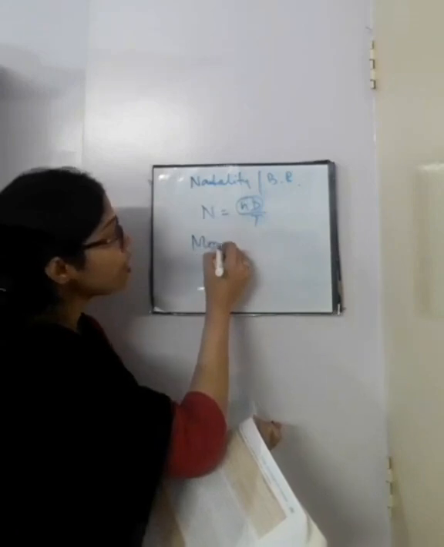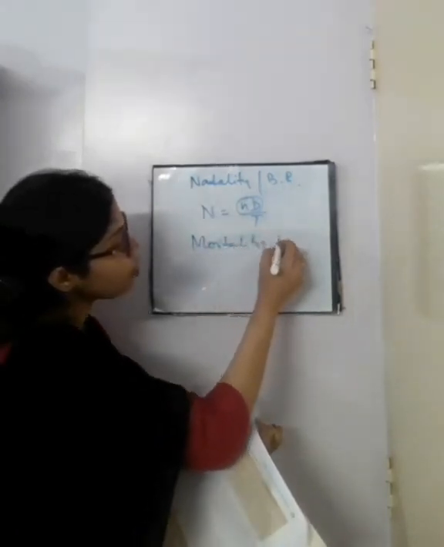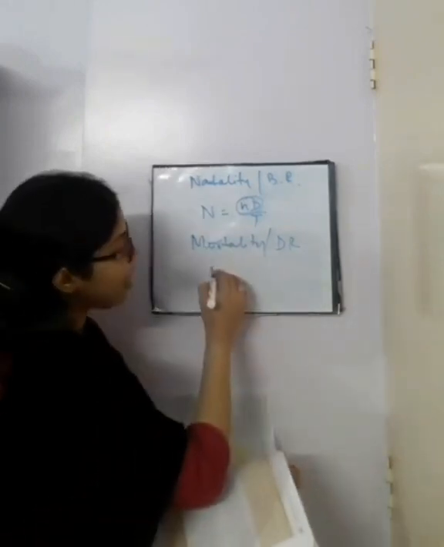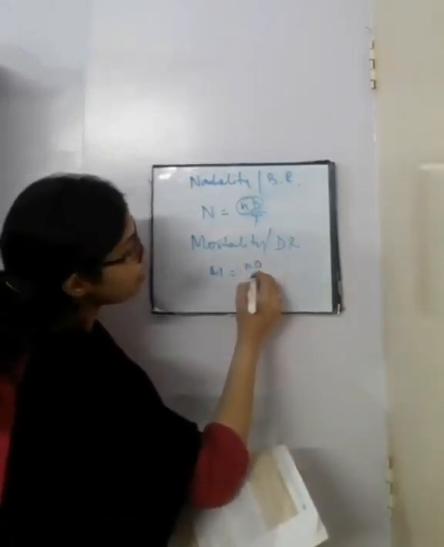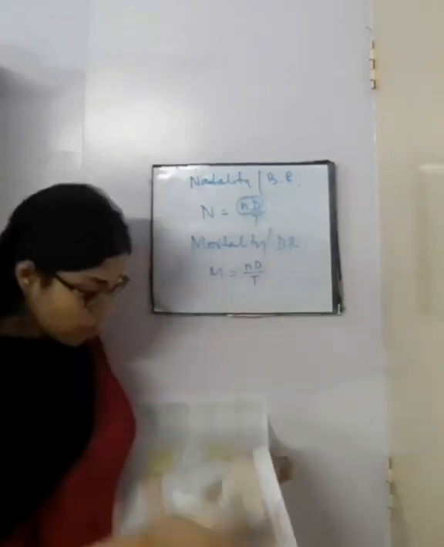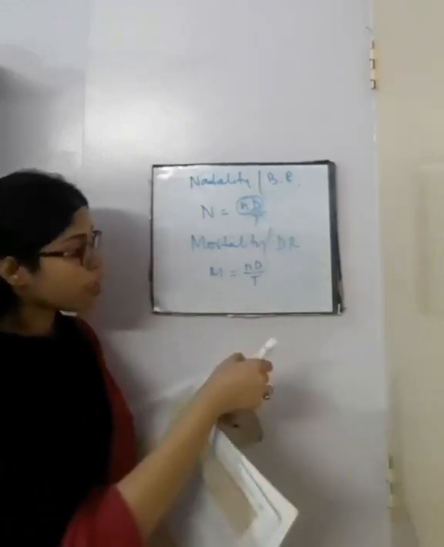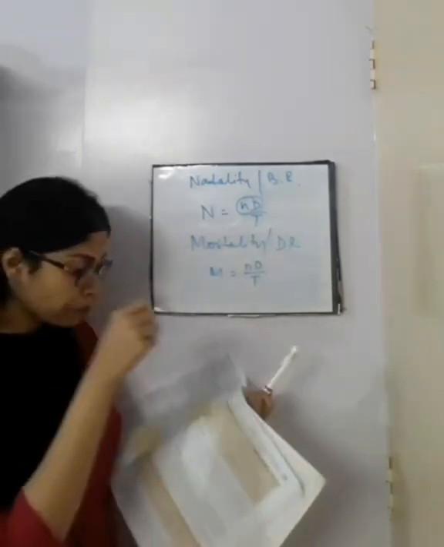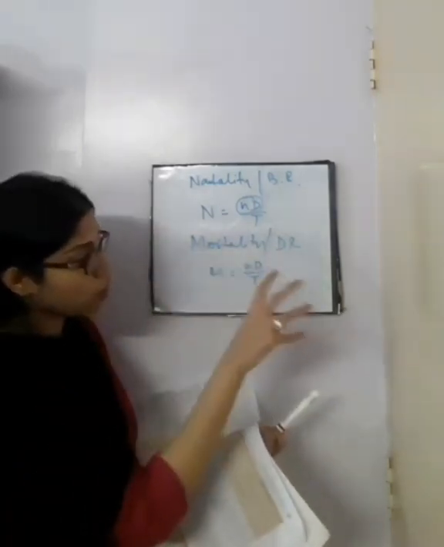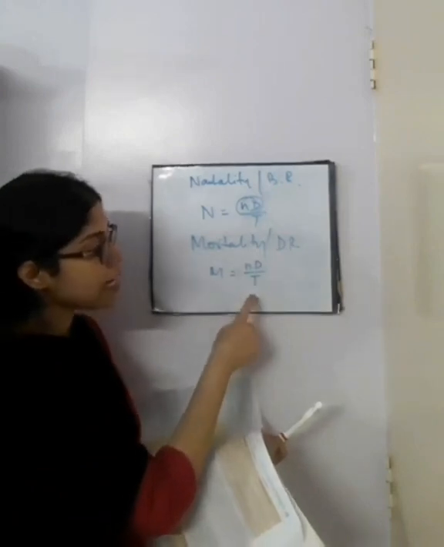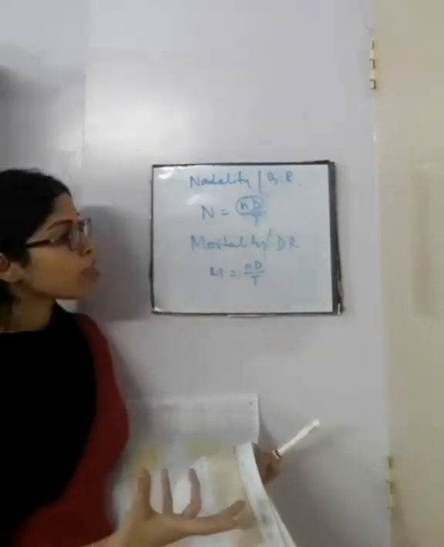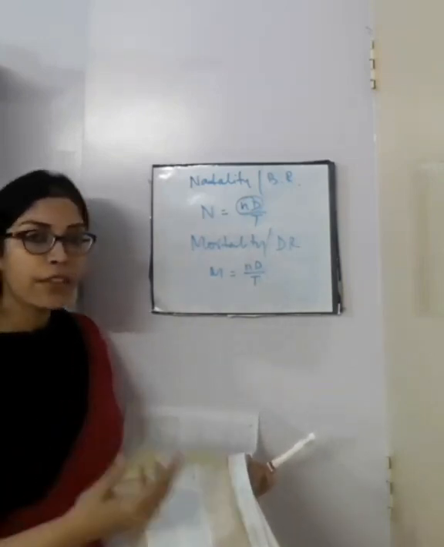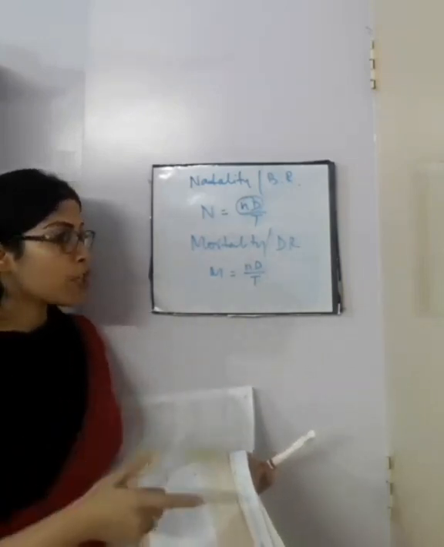Next comes mortality or death rate. Again we can find this out with the formula M equals nd by t, where M is the mortality rate, nd is the number of deaths within a particular amount of time, and again t is the amount of time. So this is how we can find out the mortality rate or natality rate of a particular population in a particular time.